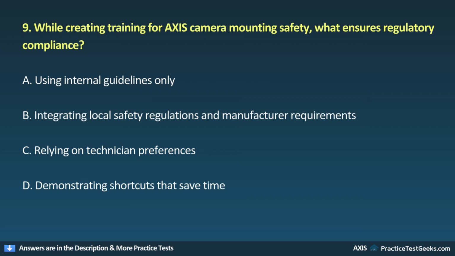9. While creating training for Axis camera mounting safety, what ensures regulatory compliance? A. Using internal guidelines only. B. Integrating local safety regulations and manufacturer requirements. C. Relying on technician preferences. D. Demonstrating shortcuts that save time.